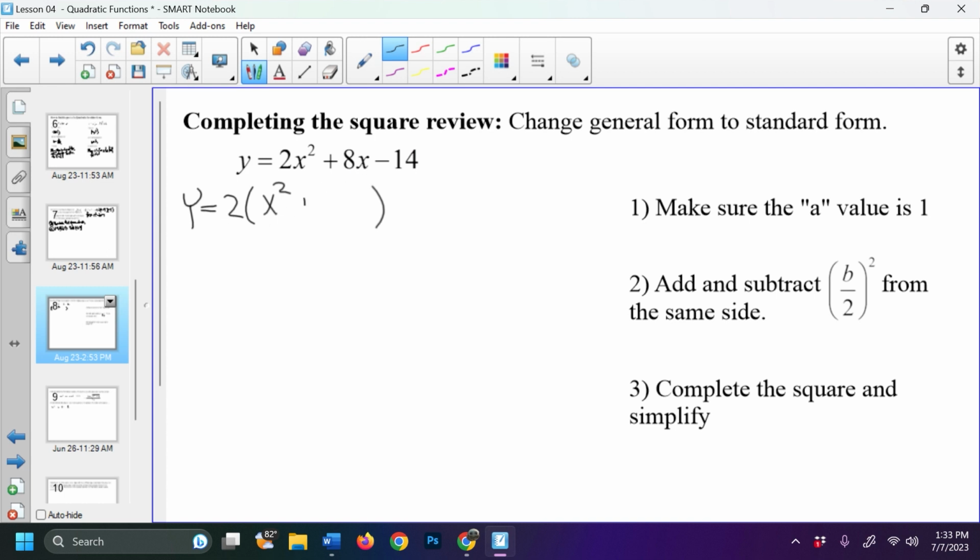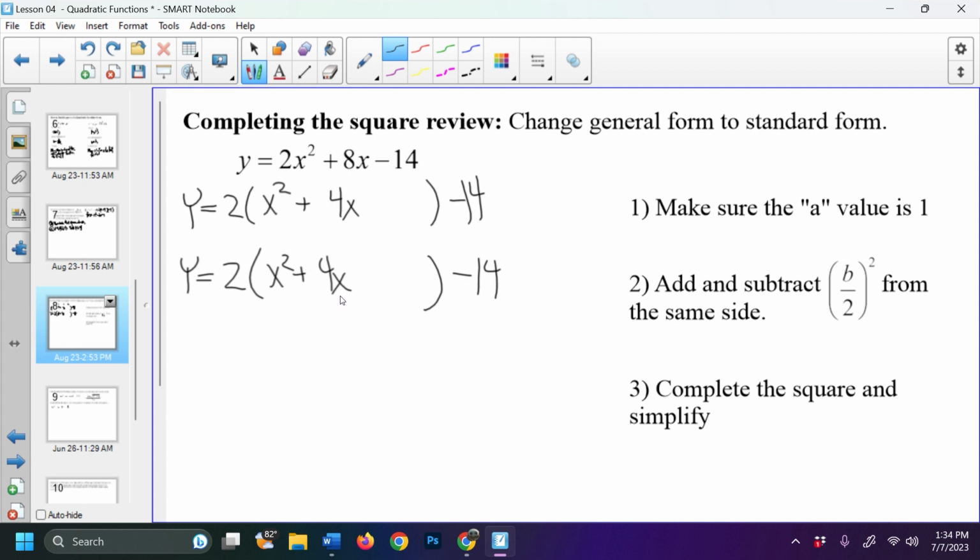8x divided by 2 is just 4x. And then I have the minus 14 here on the outside. I left some space in here to complete the square, which is my next step. And so here I am going to add and subtract (b/2) squared from the same side. So we'll go y is equal to 2 times the quantity x squared plus 4x, and then I'll have minus 14 here on the outside.